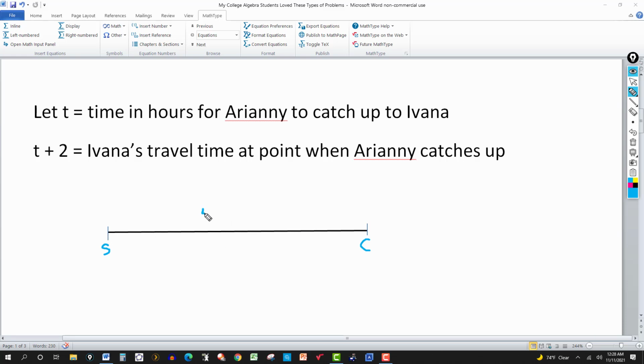Well, Ariane leaves in a car and it's going 43 miles per hour. So I'll put 43. That's the velocity. I'll leave the units out for right now. And that's going to be multiplied by the time in hours. So this is miles per hour. And this is going to be multiplied by the time, which is going to be t.